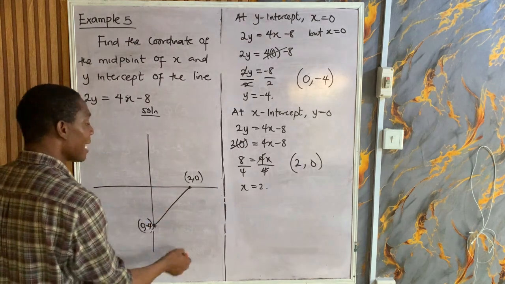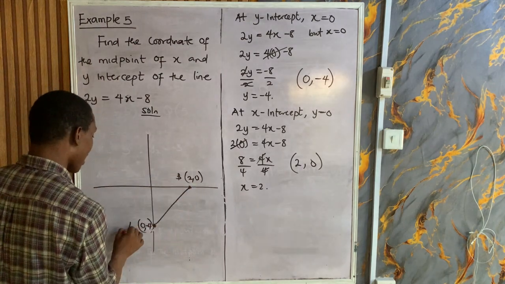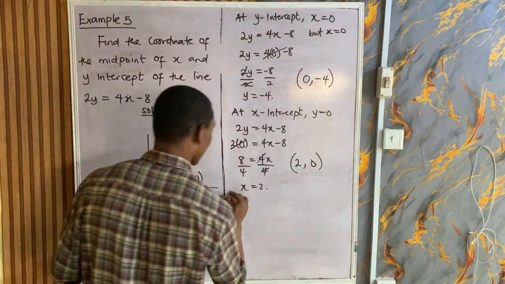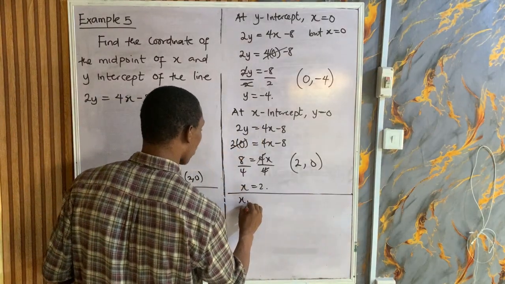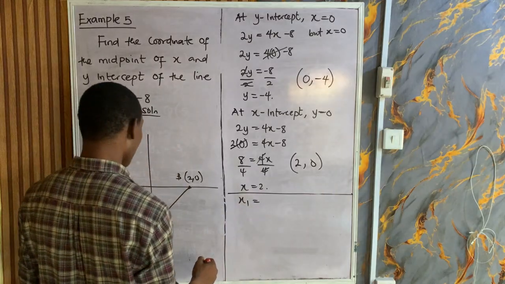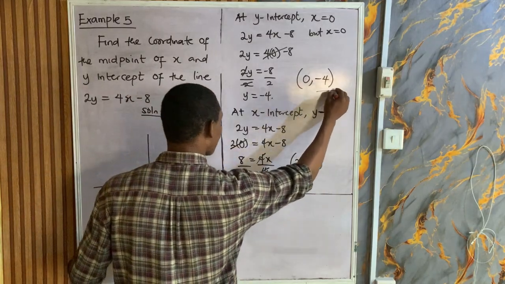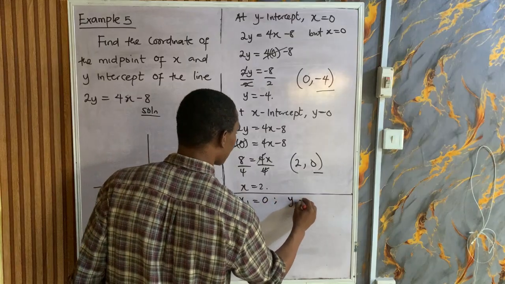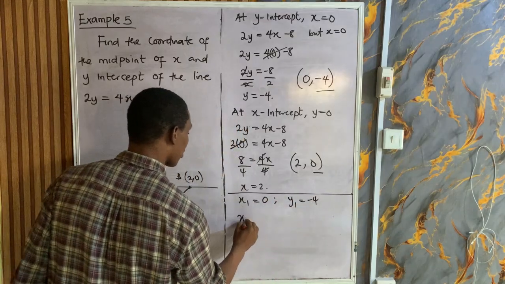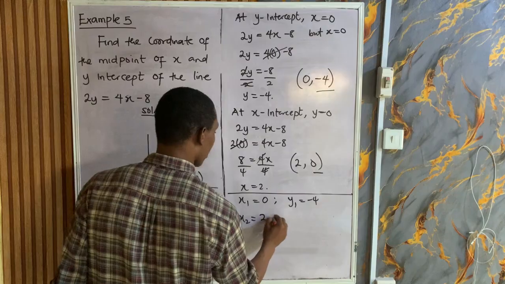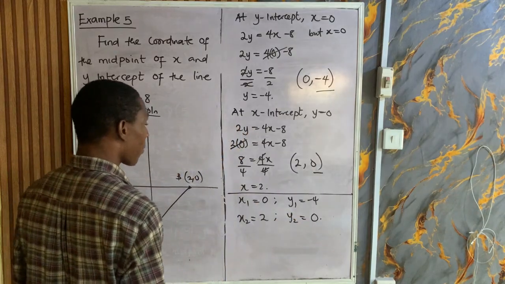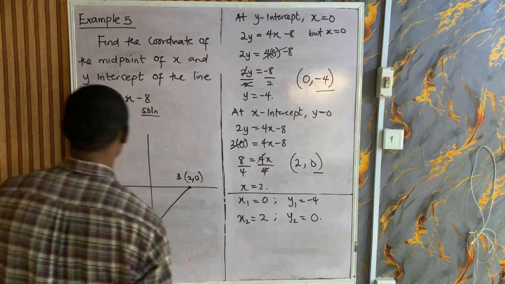I'm looking for the midpoint. Let's call here B and let's call here A. So we can now get our midpoint. We can say, therefore, our x1 here, let's take this as our first point and second point. x1 here is 0 and y1 is minus 4. And x2 here is 2 and y2 is 0. So with this now, we can solve this question.